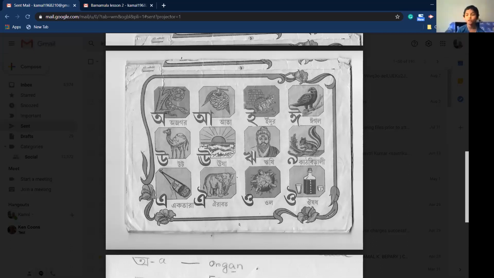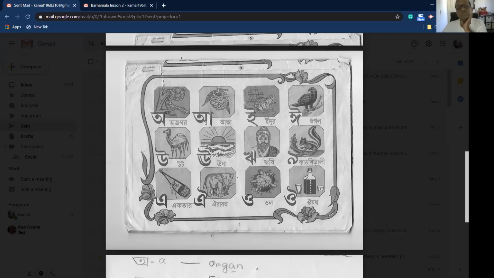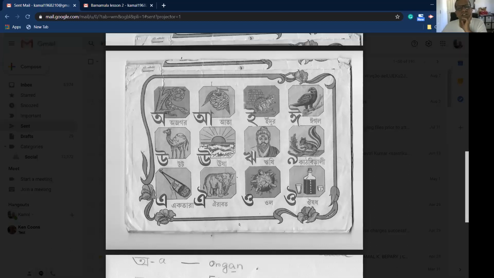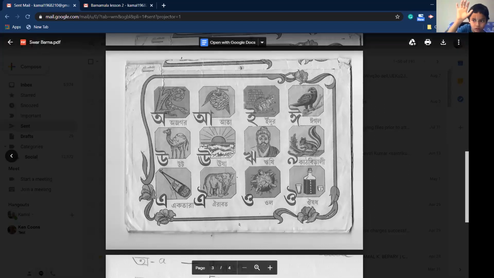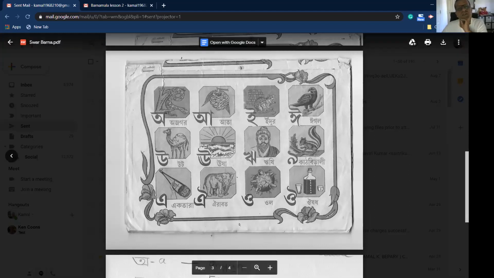Ajagar, Bengali. Second one, another person. Who can tell the second one? Shoreya, can you see the picture and tell me what it is in Bengali? Ata. Ata is a fruit. In English it is a sweet apple. I grow it in my garden. So the third one.